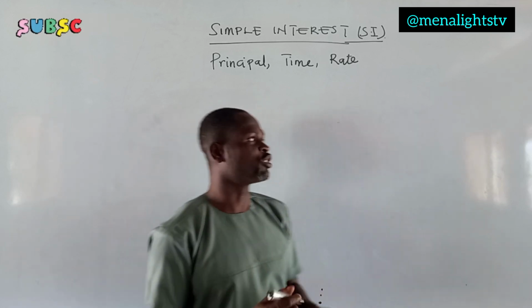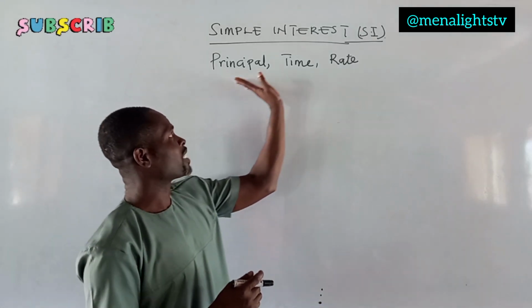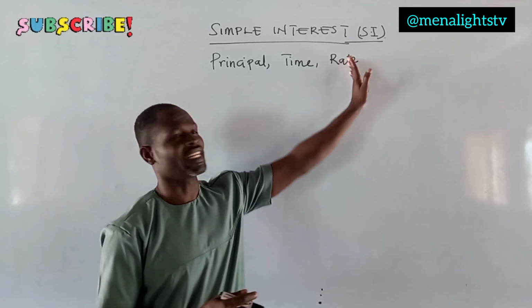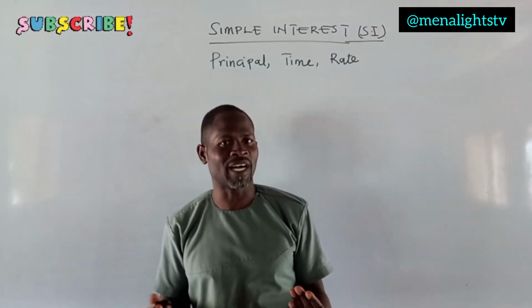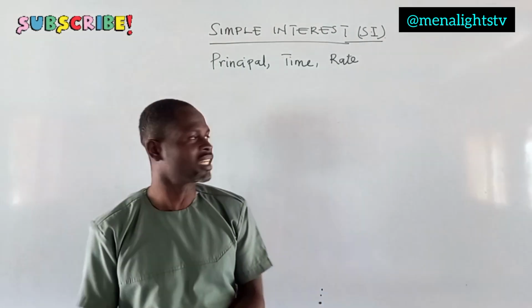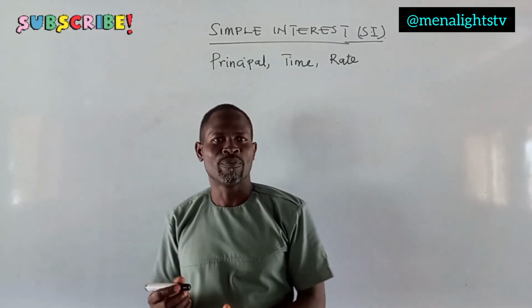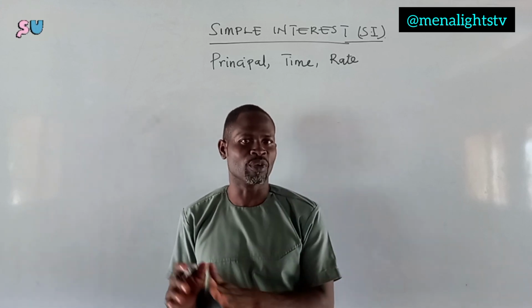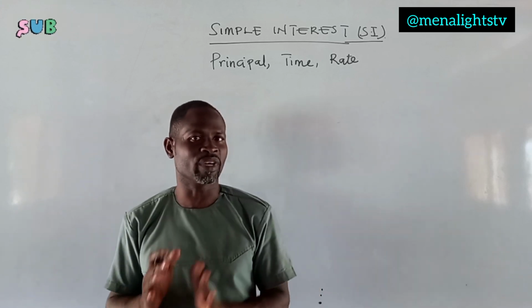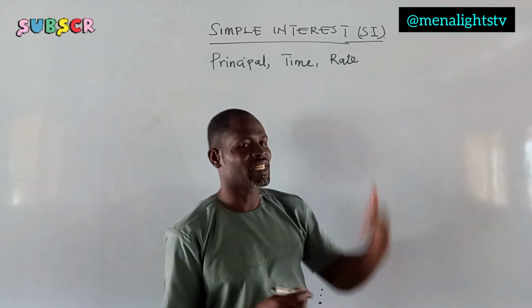When we say simple interest, we look at the principal, the time, and the rate. The principal here is the amount that you are borrowing from the bank or the amount that you are saving at the bank. The time here means the number of months or years that the money is going to be with the bank or with you. And the rate is the percentage.